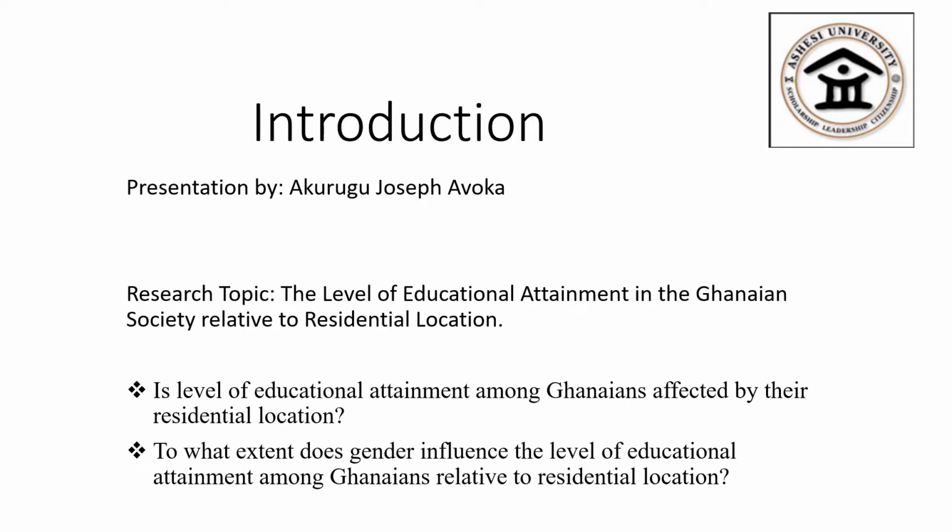My name is Akugu Joseph Avoka, class of 2024, a computer science student in my sophomore year here at Ascension University. My research topic is the level of educational attainment in Ghanaian society related to residential location.